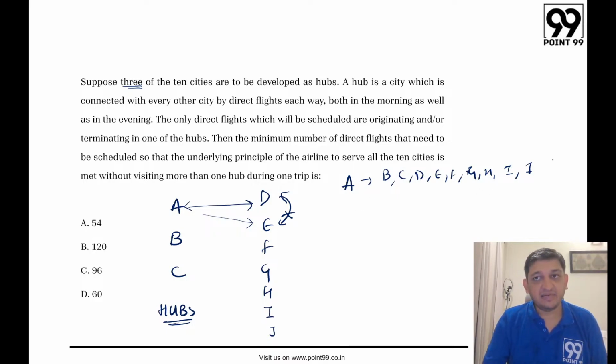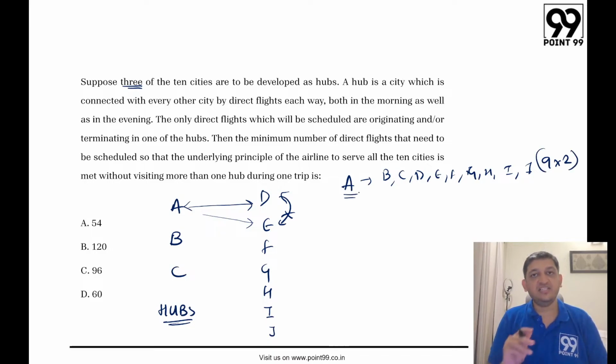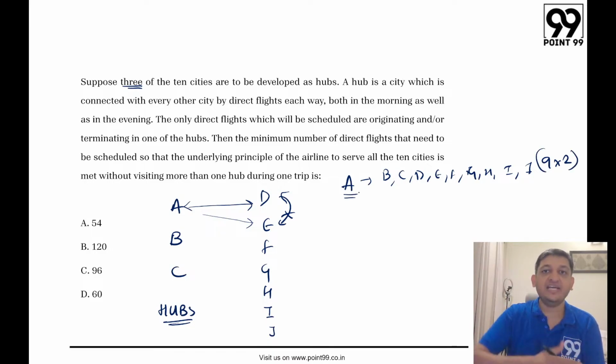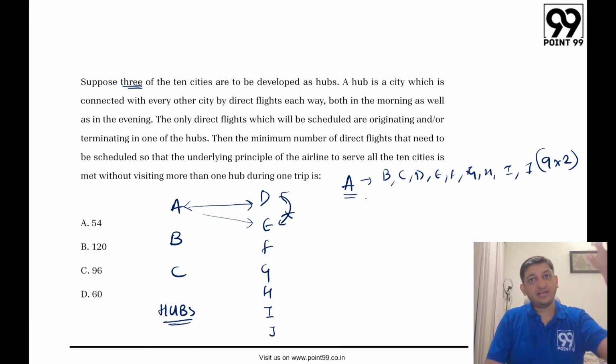So here, if I have 9 cities in total, I should have 9 into 2 flights that will either start from A or arrive at A, originate from A and terminate at A. Okay? From A I have to go to 9 cities and I also have to come to A from 9 cities. Both these things have to happen. That's why 9 into 2, that is 18 flights, will be needed in the morning. Evening will be the duplication of this. So 18 flights will have to either originate from A or terminate at A.